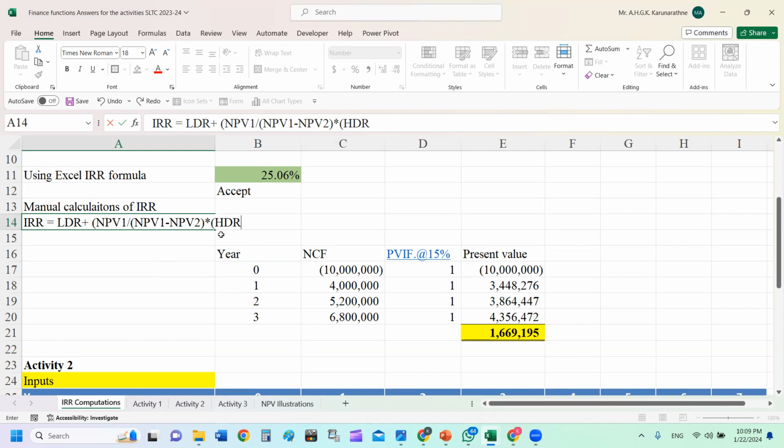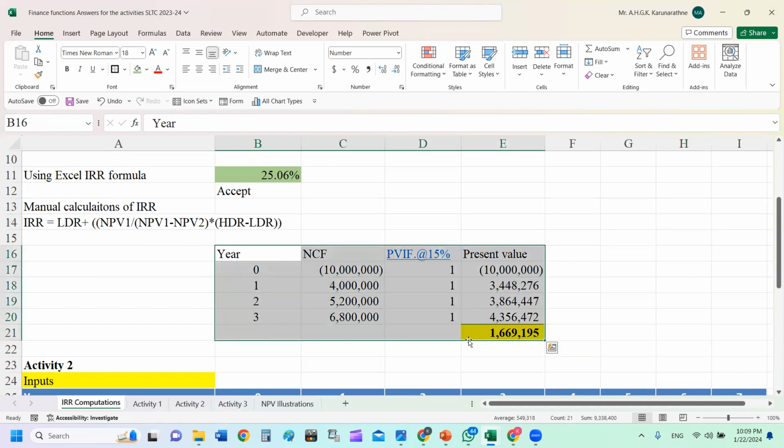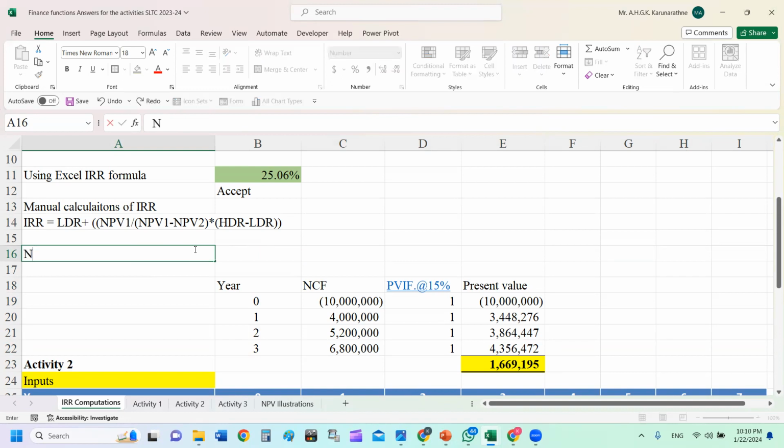Higher discount rate minus lower discount rate, the difference between the two. I illustrated this last Saturday. So, to compute IRR manually, you need to know two discount rates and two NPVs. Compute and work out the two NPVs manually, right?